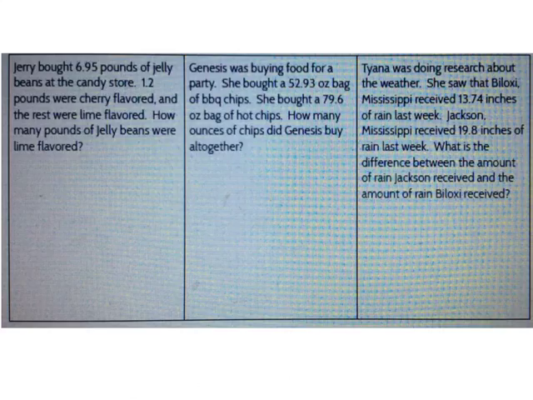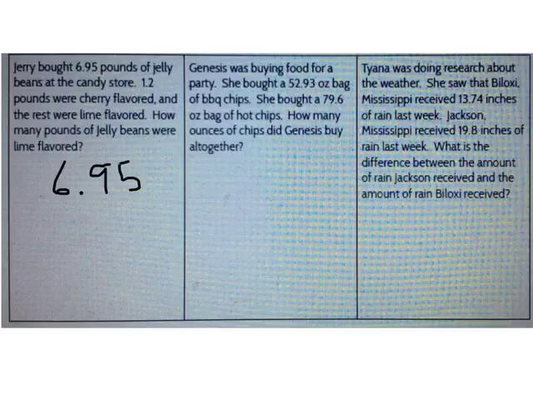We also talked about adding and subtracting decimals in word problems. Let's try a few. Jerry bought 6 95/100 pounds of jelly beans at the candy store. 1 2/10 pounds were cherry flavored and the rest were lime flavored. How many pounds of jelly beans were lime flavored? Here, we're finding the difference. We're finding how many are left if we take 1 2/10 pounds out. So I need to subtract 6 95/100 minus 1 2/10.